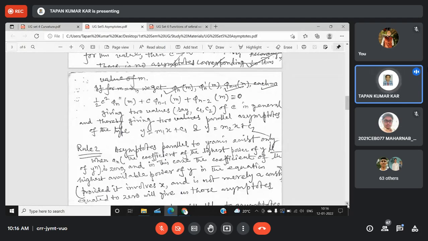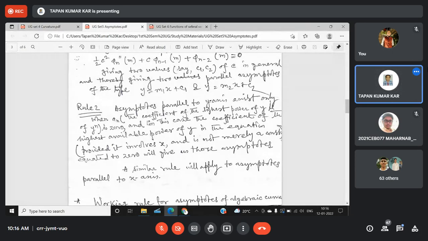And rule 2 is very much easier to apply. Asymptotes parallel to the y-axis exist only when the coefficient of the highest power of y is 0. In this case, the coefficient of the highest available power of y in the equation, provided it involves x and is not merely a constant, equated to 0, will give those asymptotes.